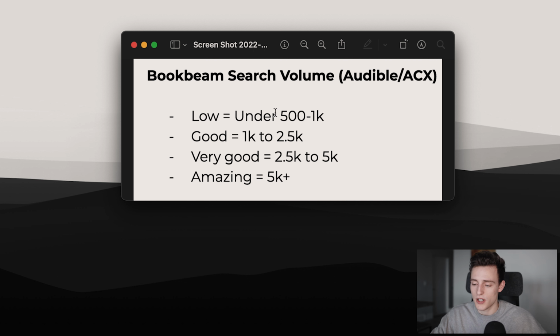You can see for low, under 500 to 1,000 per month. So similar to KDP. As we move up though, you'll see the numbers get different. Good ranges around 1,000 to 2,500. Very good, 2,500 to 5,000 searches per month. And then amazing is 5,000 or more per month. Okay, so these are the numbers for Audible ACX. Take a screenshot of this, whatever you got to do. These are my personal recommendations when you're looking for search volume on Audible.